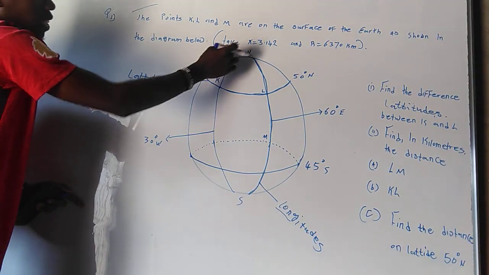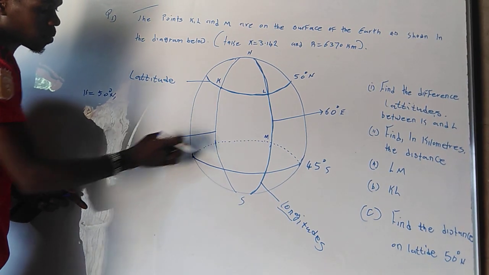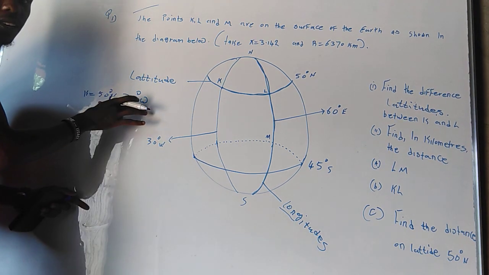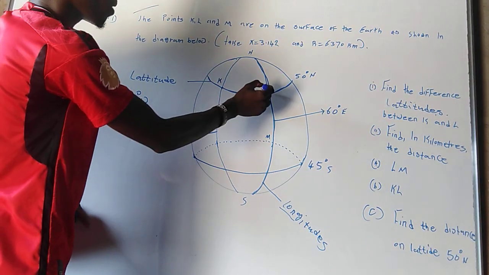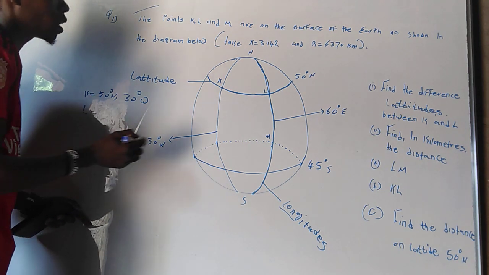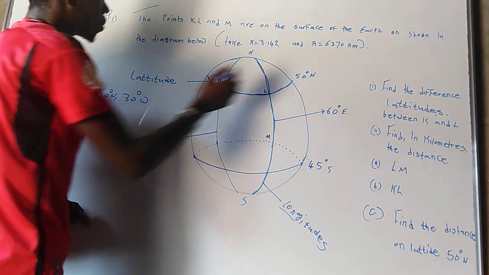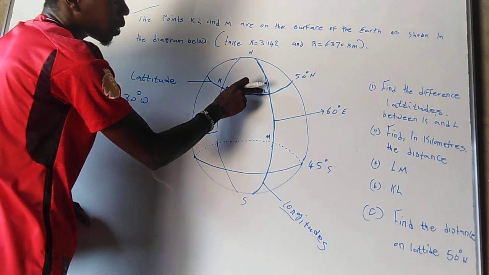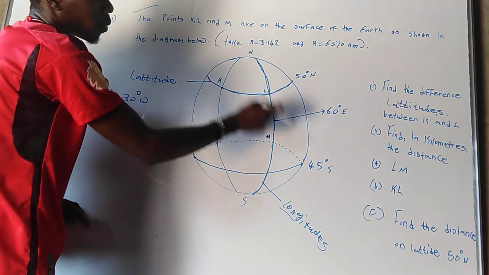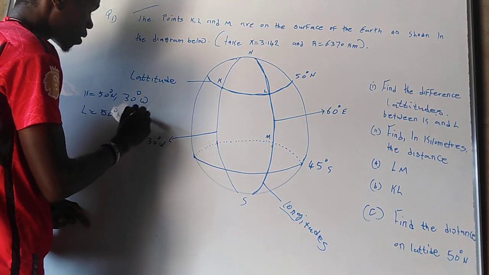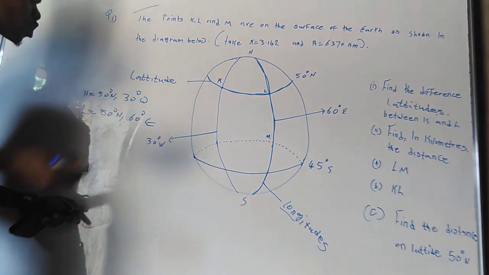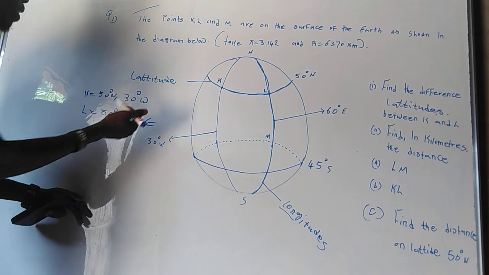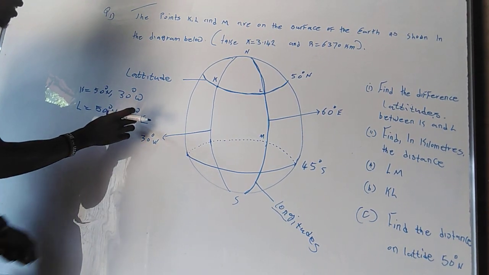What about the longitude? It is 30 degrees west. So these are the points for K. What about L? L is also lying on 50 degrees north. What about the longitude? The longitude for L is 60 degrees east. So now we have K: 50 degrees north and 30 degrees west. L: 50 degrees north and 60 degrees east.